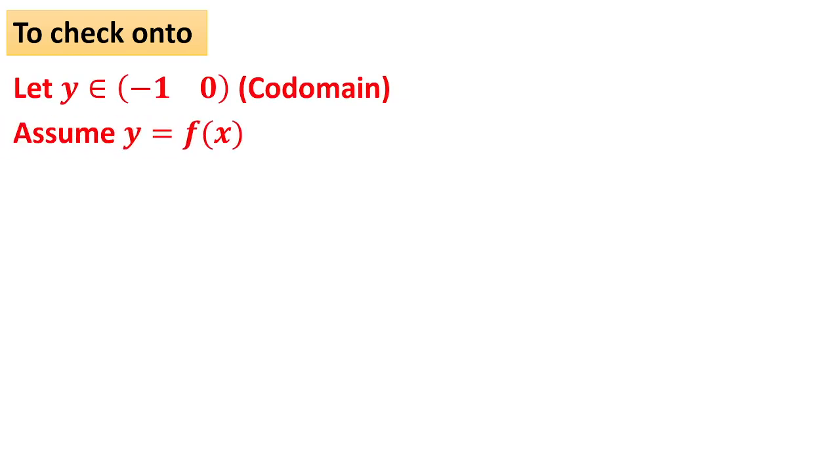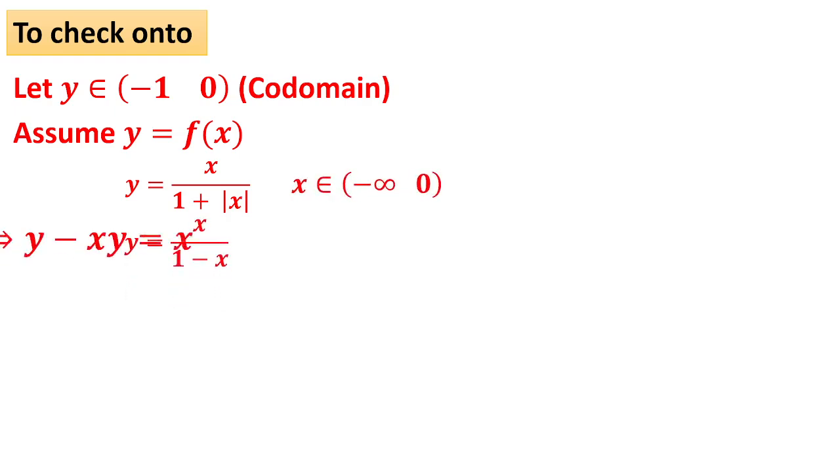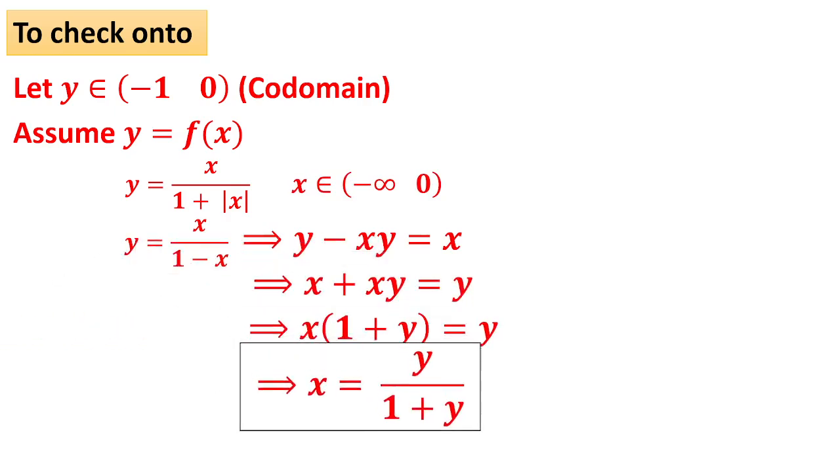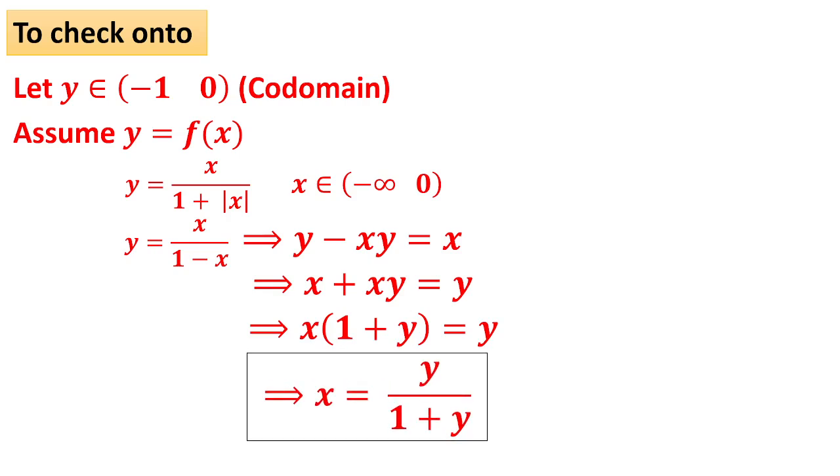What is the meaning of onto? You should take one y from the codomain. You have to assume y is equal to f of x. From this, deduce what x is and check whether that x is allowed. Allowed means it is in the domain or not. Well, I am taking y is equal to 1 plus mod x. All of you know that mod x is minus x. I am cross multiplying and I am getting x is equal to y by 1 plus y.